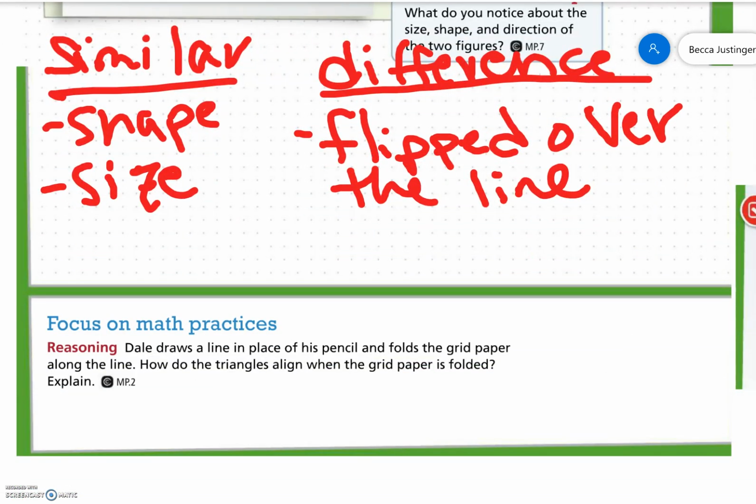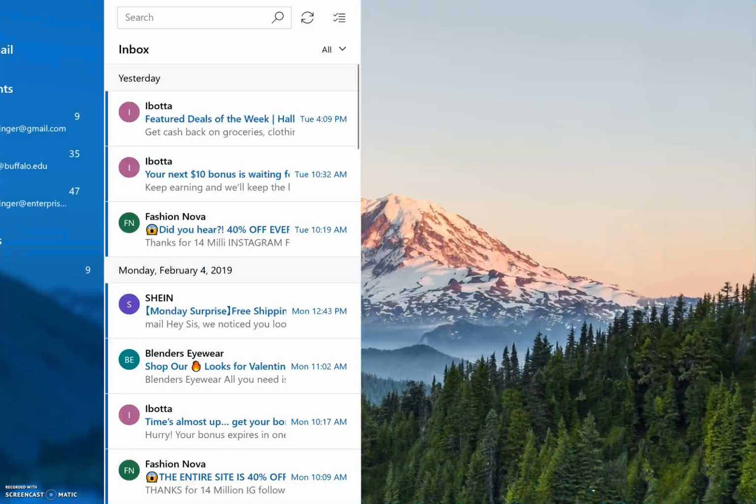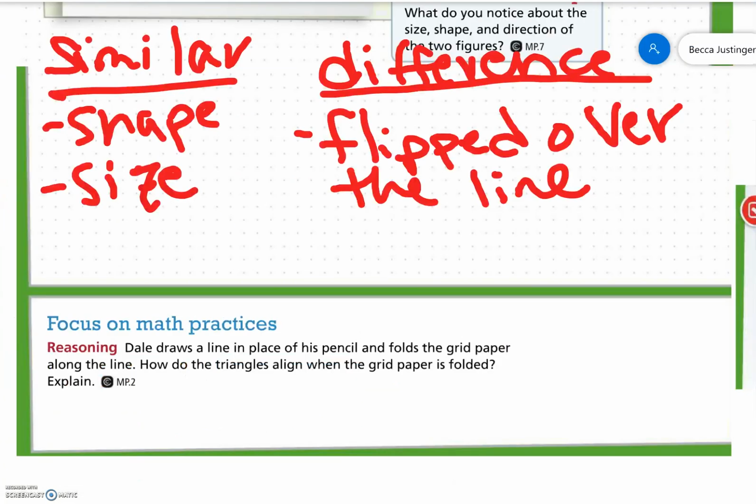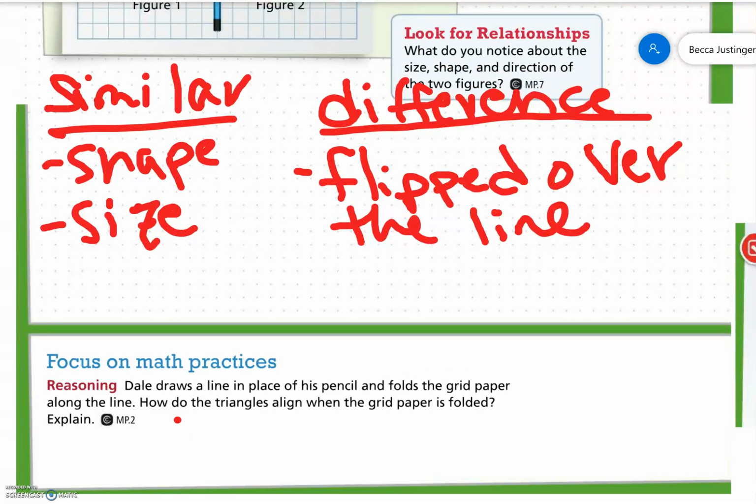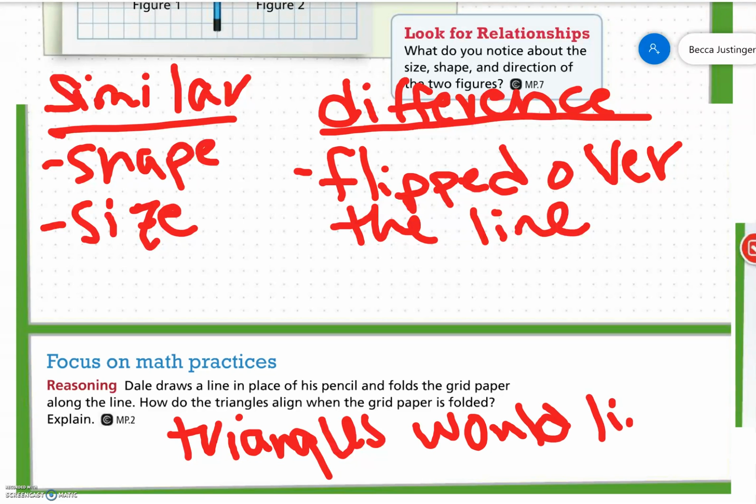Focus on math practices. Dale draws a line in place of his pencil and folds the grid paper along the line. How do the triangles align when the grid paper is folded? Explain. Well, if we were to fold the paper in half where his line was, his pencil, the triangles would line up on top of each other. That is a reflection. So think about that when you're asked to draw one.